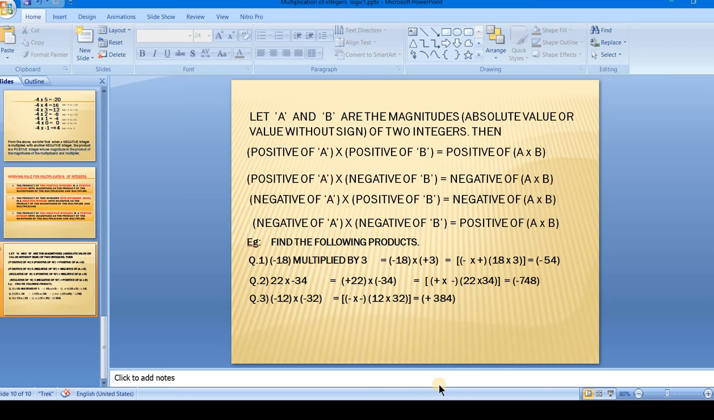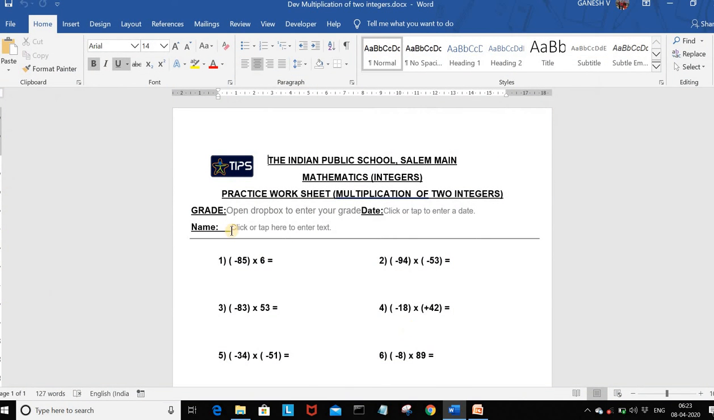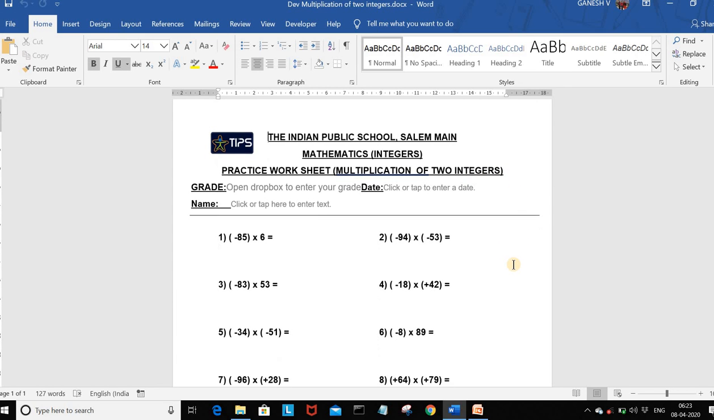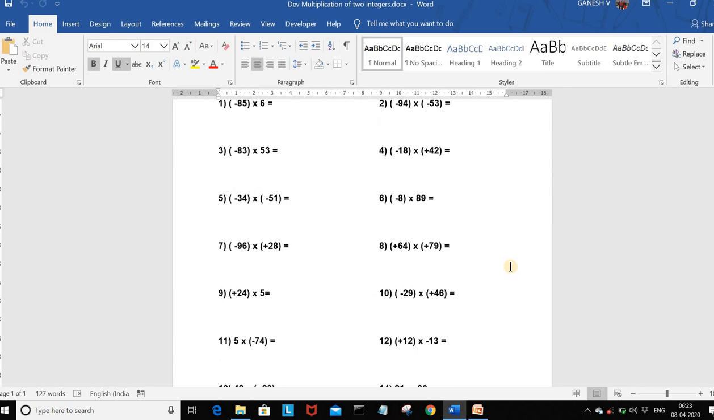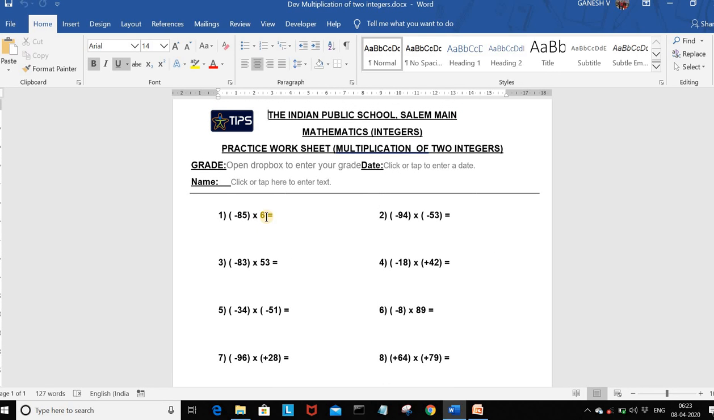And see, there is one more. I just forgot. I am sending a worksheet like this, a practice worksheet on multiplication of two integers, along with this video. Kindly download it and do it. You can check your answers by yourself, or I will also post the answers of this file after a day or two. These are all practice worksheets.